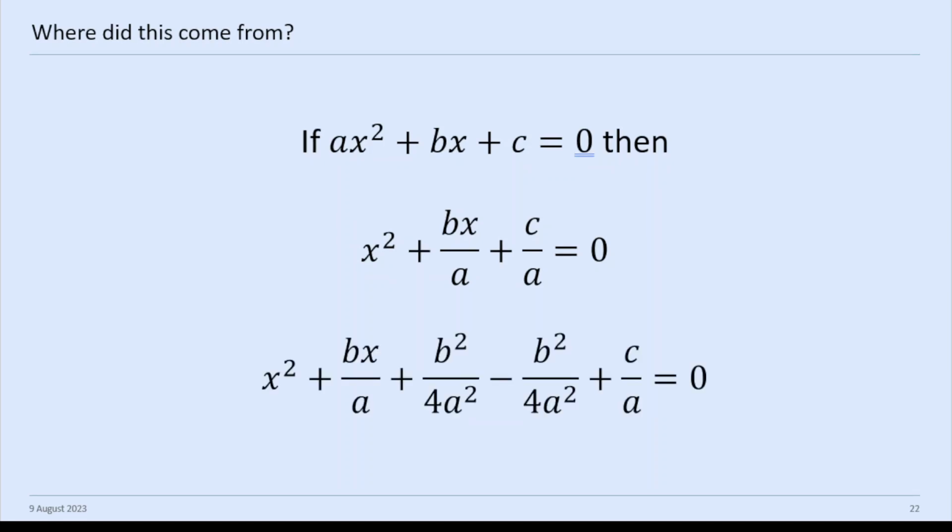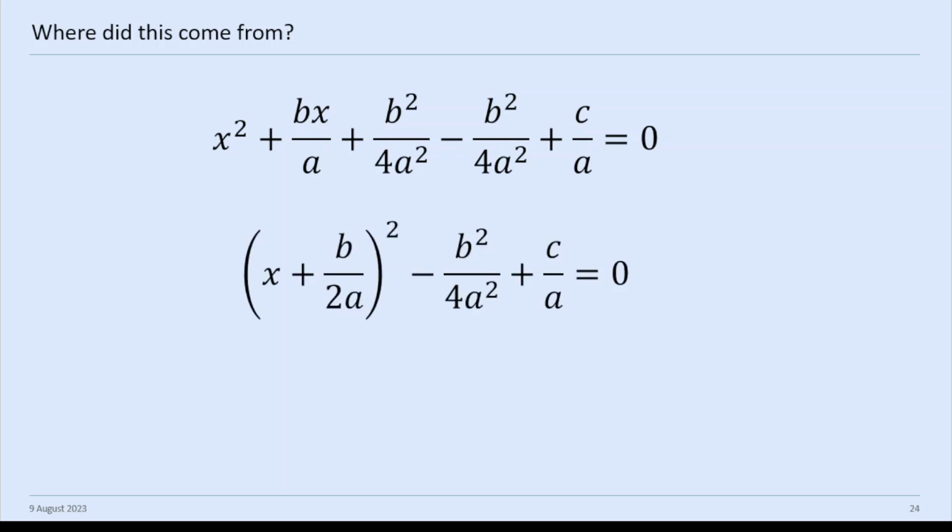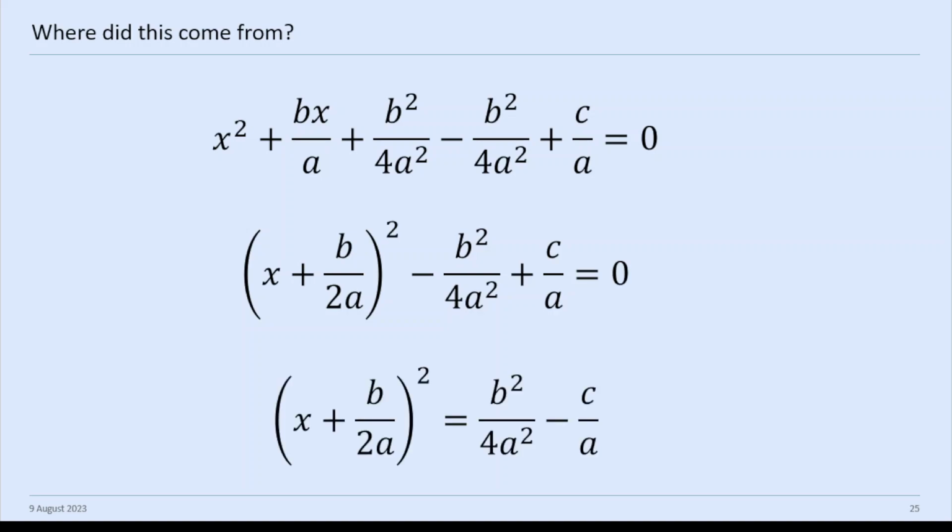Next, it's going to look slightly odd, but we're going to add b squared over 4a squared in the middle and then take it off again. The reason for that is these three terms on the left, I've just recopied back to the top of the page. Those three terms group into x plus b over 2a squared. And then in the end, you've got minus b squared over 4a squared plus c over a.